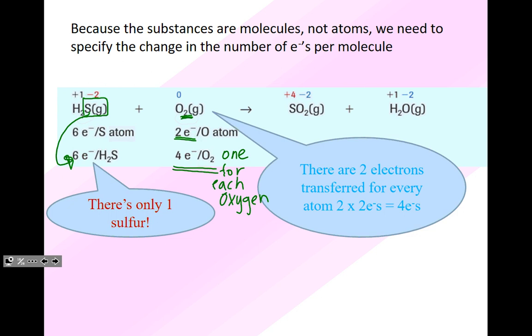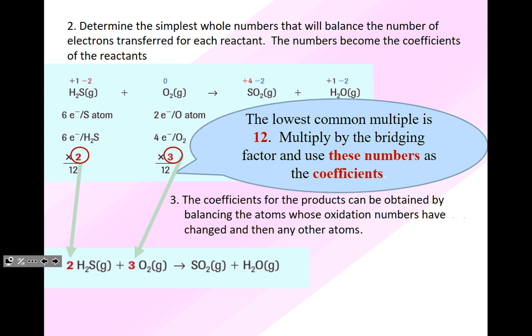So now we're left with 6 electrons and 4 electrons. They do not match. They are not balanced. We can't have these extra electrons or loss of electrons. We have to make sure it's balanced. So that brings us to our next step. Determine the simplest whole numbers that will balance the number of electrons transferred for each reactant. The numbers become the coefficients of the reactants.